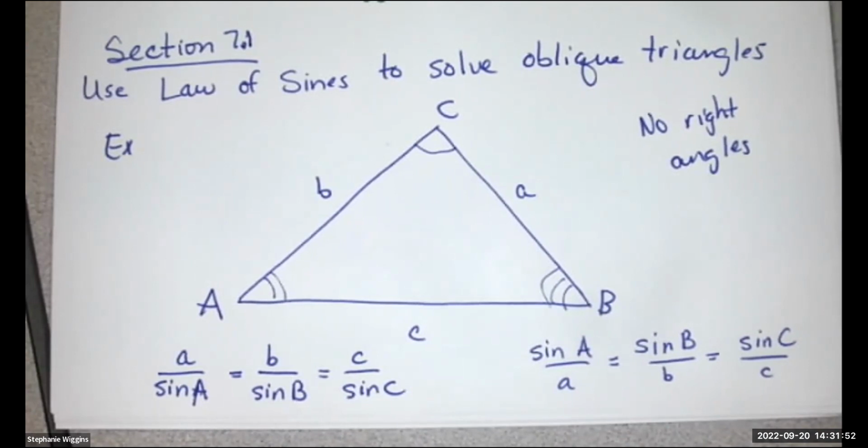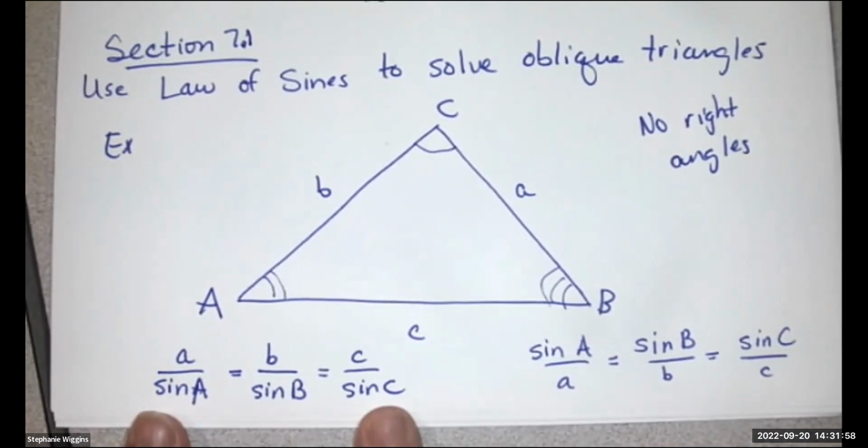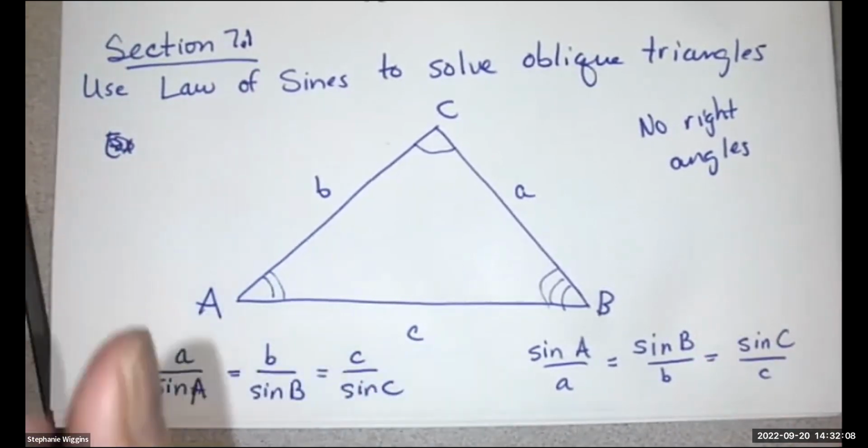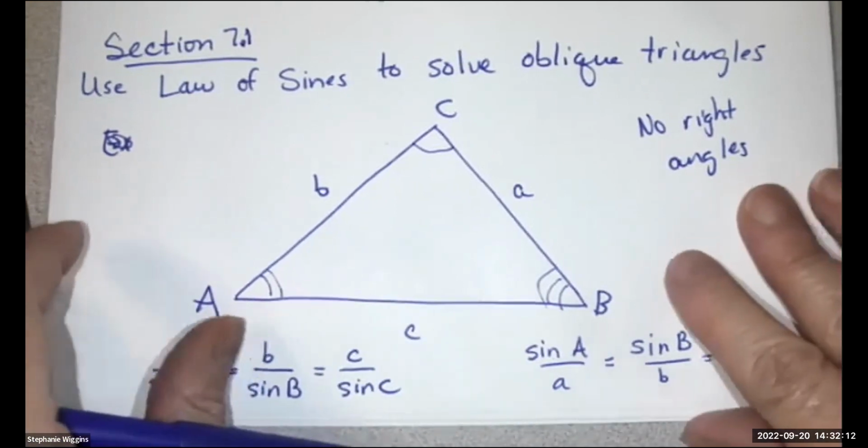It depends on which quantity I'm solving for. If I'm solving for an angle, I like to write it like this. If I'm solving for a side, I like to write that like this, but it doesn't matter. It'll all come out in the wash. So let's do an example. Let's see, anybody still writing? Okay.